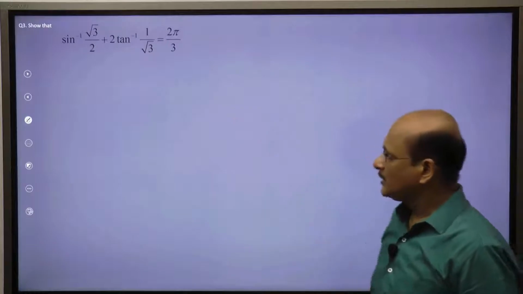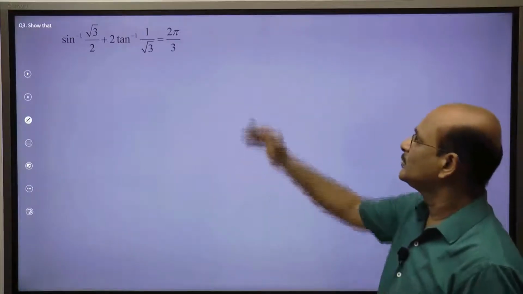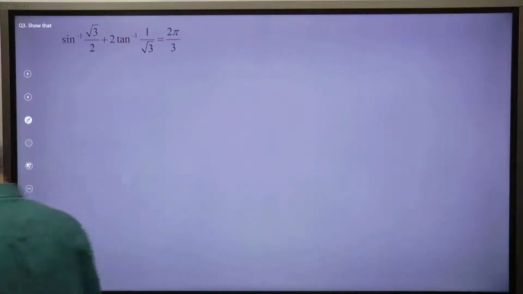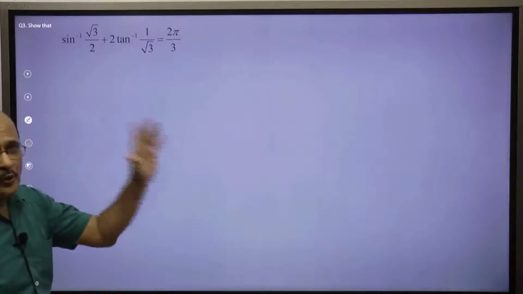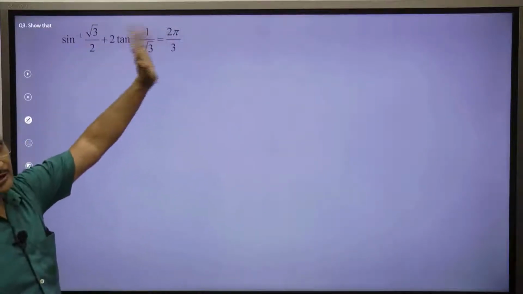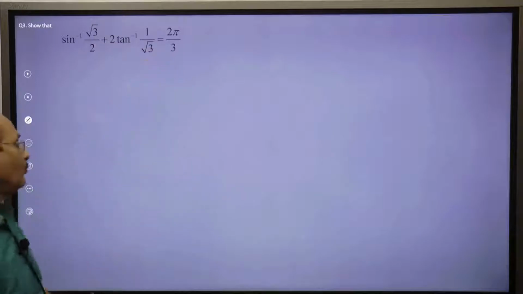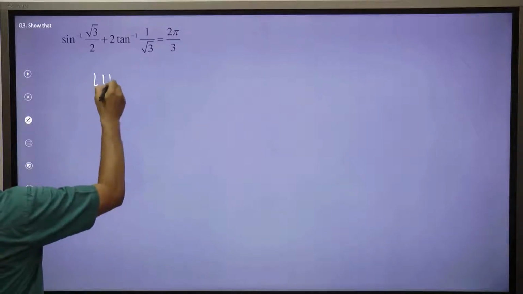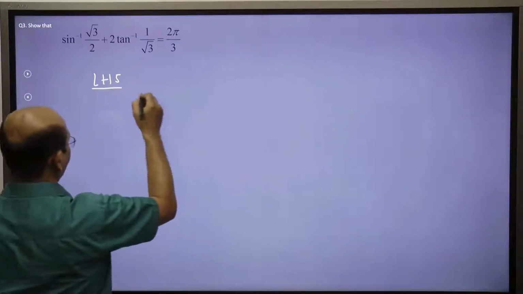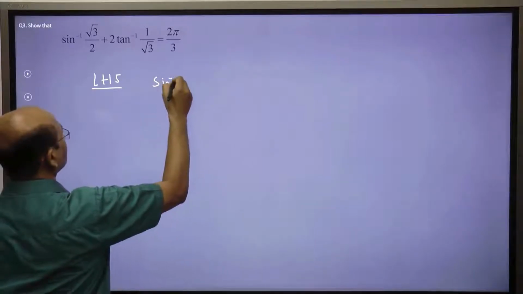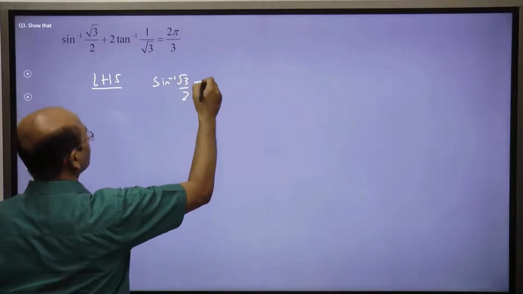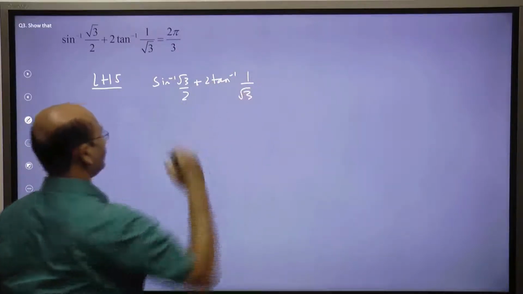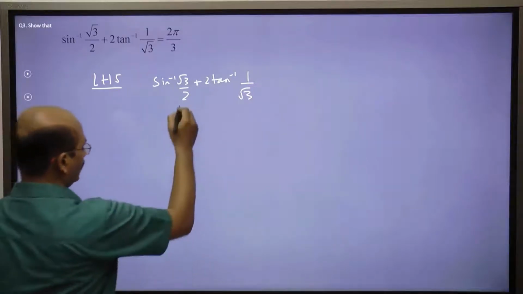Keep that in mind. In this case, it is given sine inverse root 3 by 2 plus 2 tan inverse 1 by root 3 is equal to 2 pi by 3. Now here I want you to have a catch. You have to prove. So you have to prove either LHS equal to RHS or RHS equal to LHS, or both ways you can simplify as you deem fit. So basically, generally I would focus on LHS here. So LHS is nothing but sine inverse root 3 upon 2 plus 2 tan inverse 1 upon root 3.